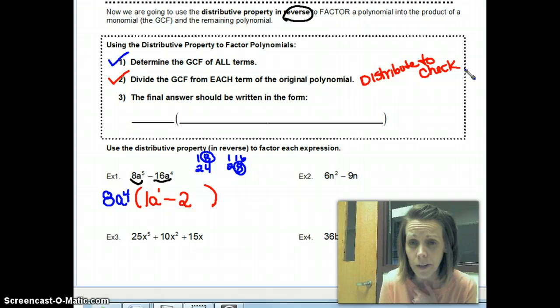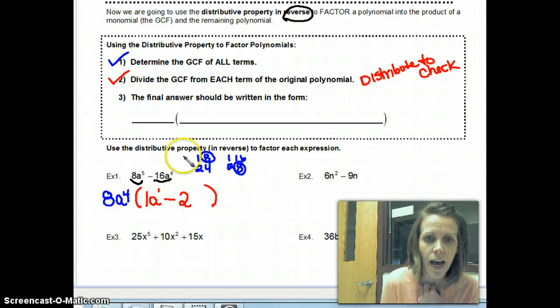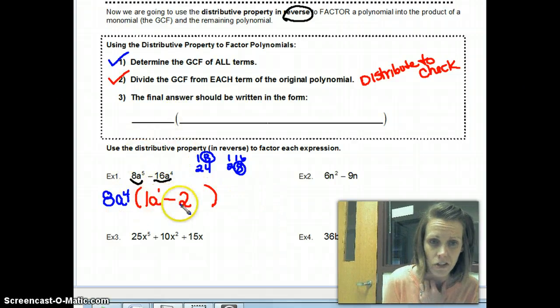You don't give a crap about your grade, you don't need to check. But if you do care, I think it would be a really good idea, okay? So that's it, really. You're just distributing backwards.